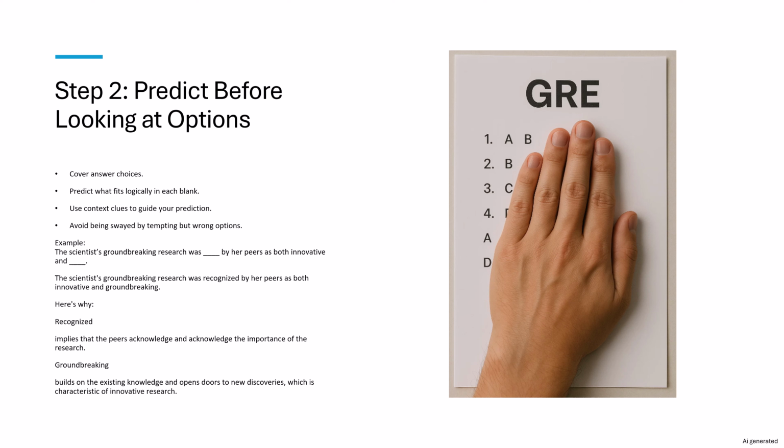Before you even peek at the answer choices, try to predict the type of word that should go in each blank. This keeps you focused on the sentence logic, not distracted by trap answers that sound good but don't fit. Making a prediction based on context helps you stay objective. If you know the sentence is positive, negative, or contrasting, you can anticipate the right kind of word. This step is key to avoiding common pitfalls and increases your accuracy.